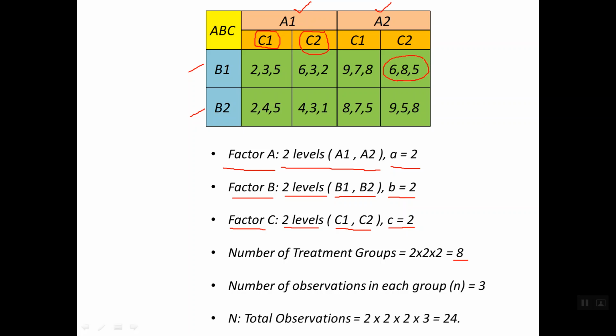And for the total observations, we can simply calculate the capital N. We have 8 groups, and in each group we have 3 observations. So the total number of observations is simply 8 multiplied by 3, or 2 by 2 by 2 multiplied by 3, which is 24.